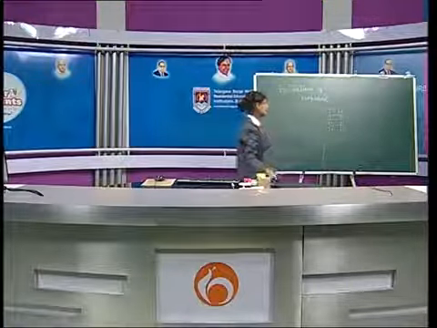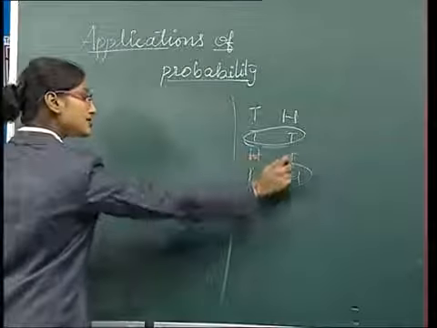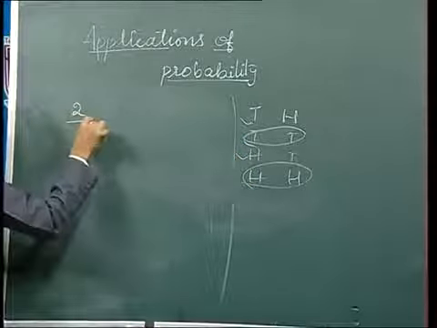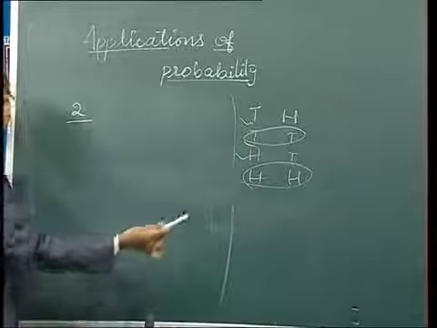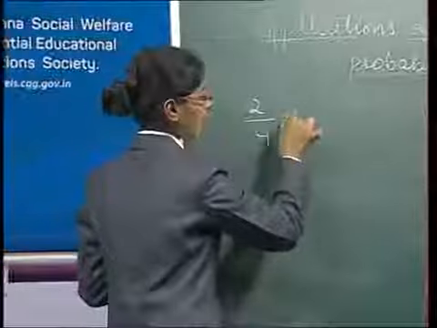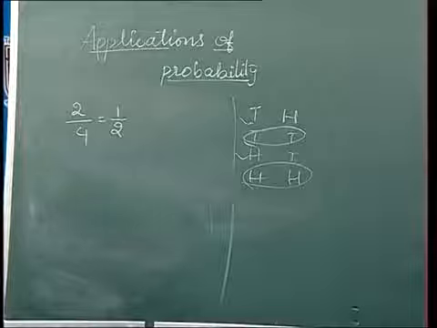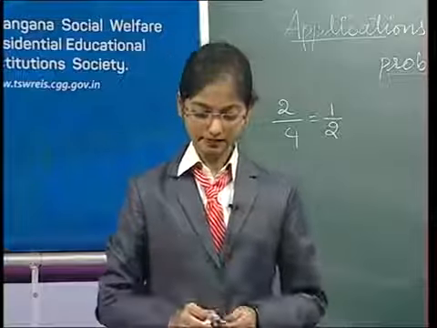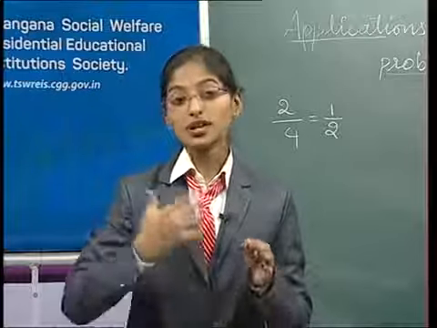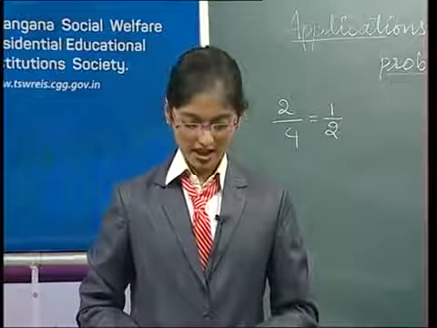See, when we compare the chances here, this is tails and heads, and heads and tails. So, there are two chances, 1 and 2. 2 by how many total outcomes are there? 1, 2, 3, 4. 2 by 4. I mean, 1 by 2 is the probability of getting a tail and a head. Like this, we can find, for many objects, the total number of outcomes and the chance of getting an object.